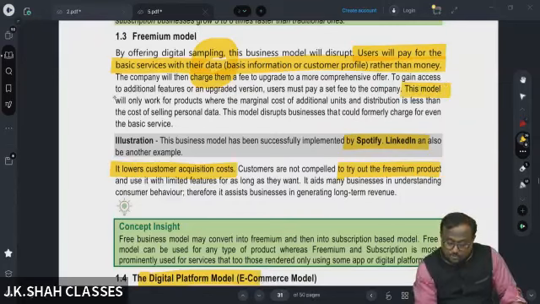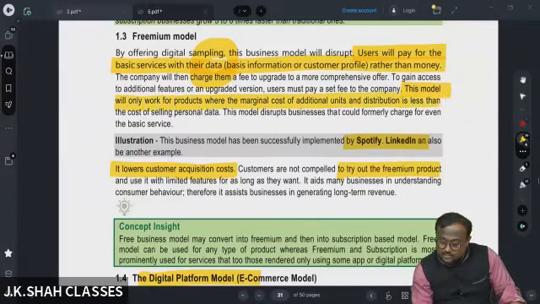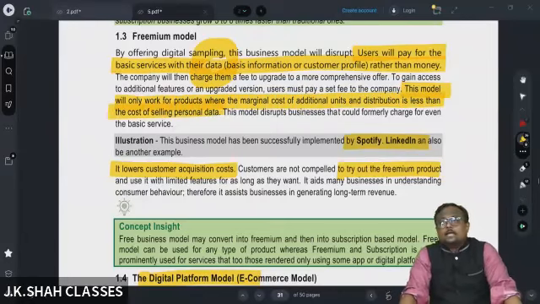This model will only work for products where the marginal cost of additional units and distribution is less than the cost of... Marginal cost means variable cost. Marginal cost is variable cost, right?